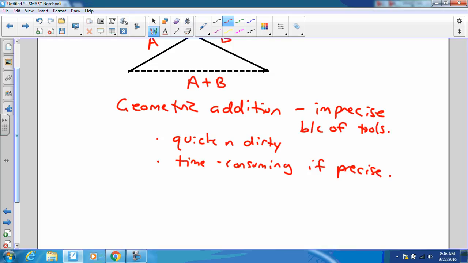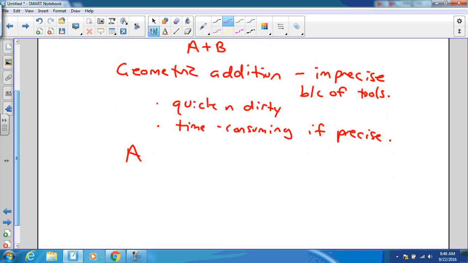So if all I want are results that are good to about 10 or 20%, I'll do geometric addition, just sketch, go. But if I want something that's good to, say, 1%, then I would have to actually pull out the ruler and protractor. And if I want something that's good to 0.1 or 0.01%, I just can't with geometric. So instead, the algebraic addition, which we're about to do here, can give me as much precision as I want.